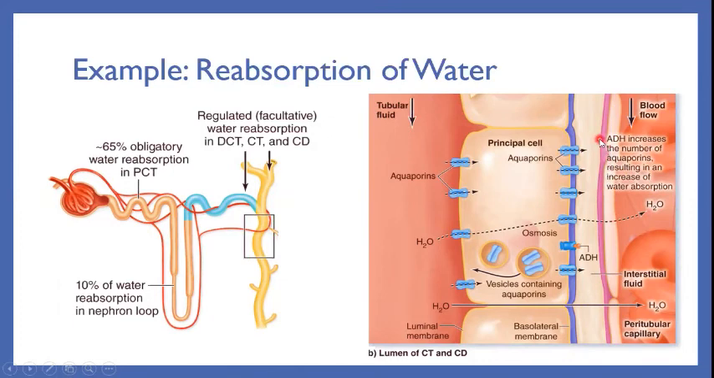The hormone ADH can increase the number of aquaporins that we have in use, resulting in an increase of water absorption. That's how the hormone ADH could increase your blood pressure if it keeps more of that water in the body, doesn't let it go into the urine. Instead, it builds up in the blood plasma.